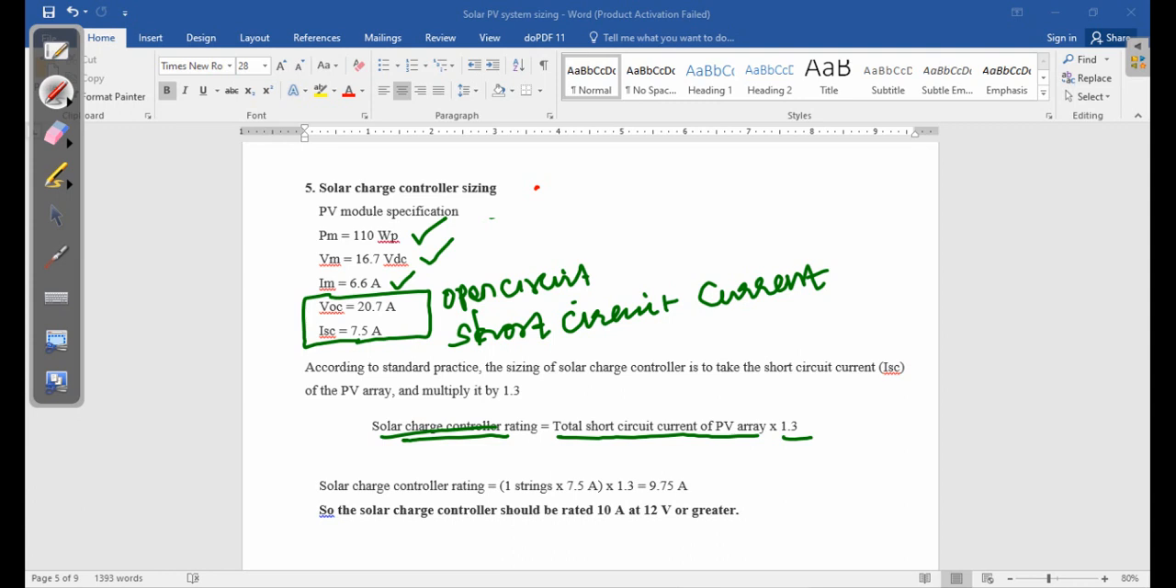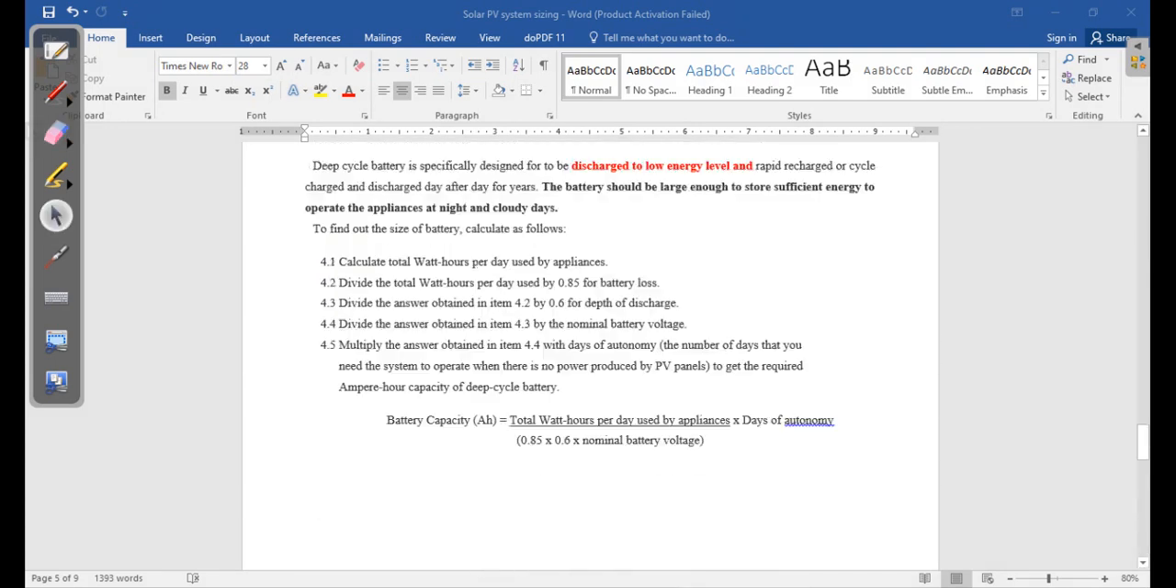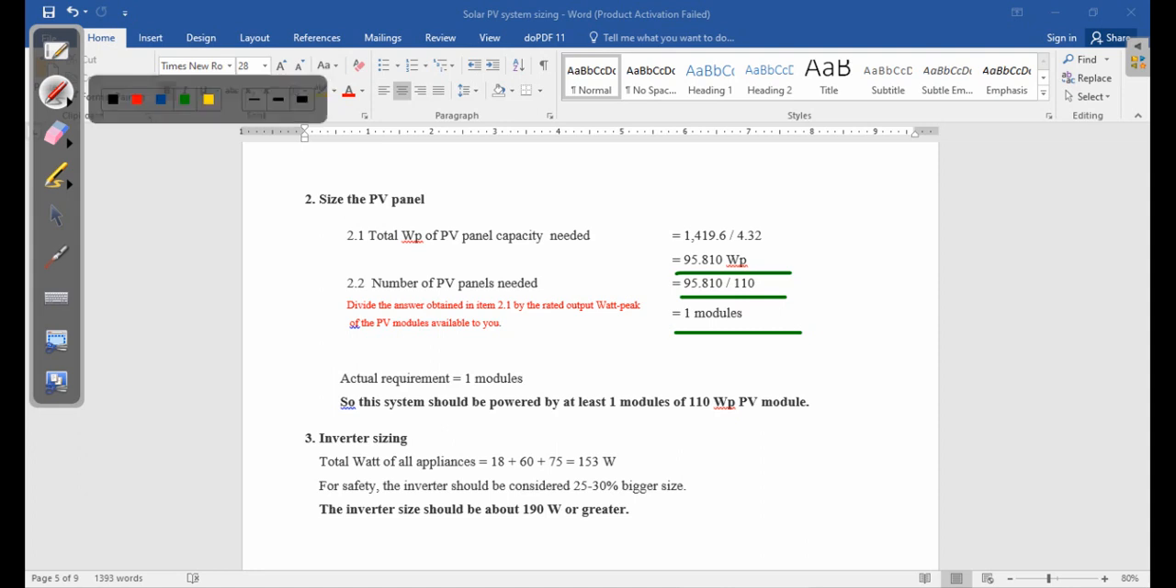So how many strings do we need? Strings means how many panels we are using. The number of panels we are using is 1, because we have already determined the panel rating in step 2. You can see once again, in step 2, the size of the panel. The size of the panel we are using is one module, and one module is called a string.